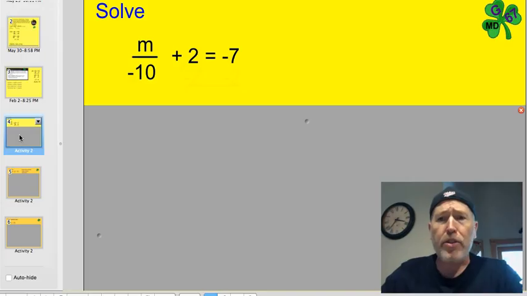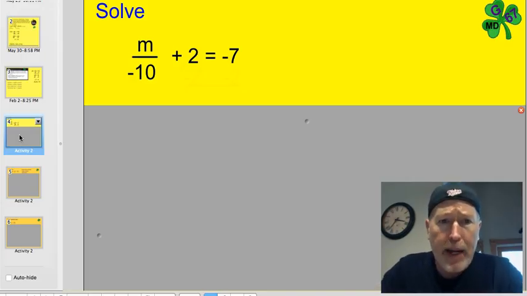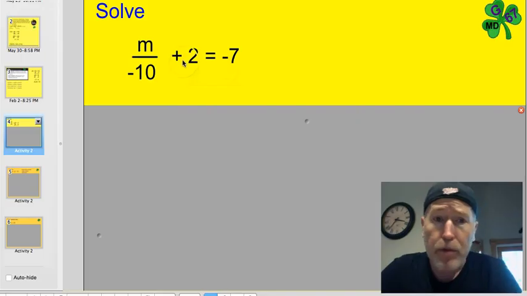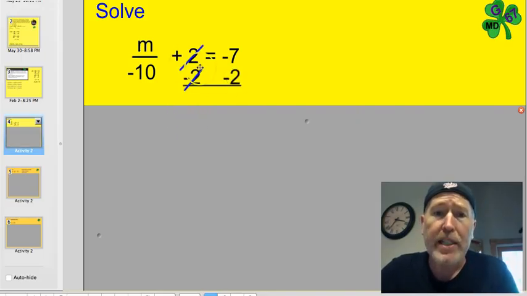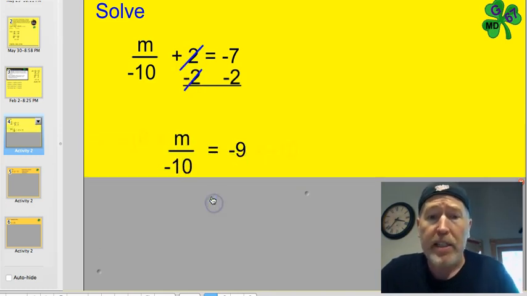Here's our last instructional problem, then I'm going to cut you loose for 3. m divided by a negative 10 plus 2 equals a negative 7. All right, we've got to get rid of this addition piece first here. So we've got a plus 2 on this side. So what we're going to do is subtract 2 from both sides of the equation. These 2s will cancel out. And what we're left with is a nice little one-step equation.